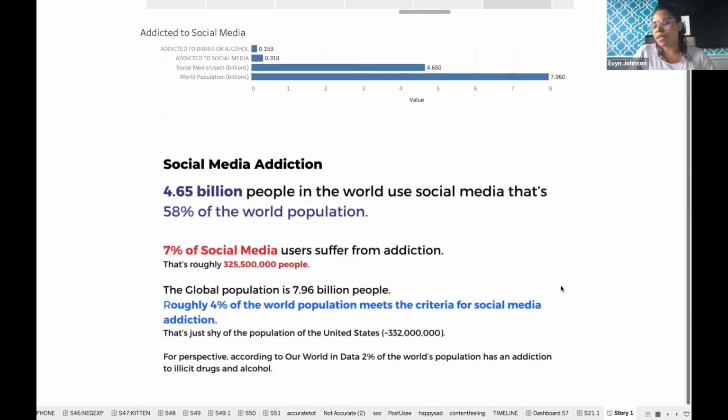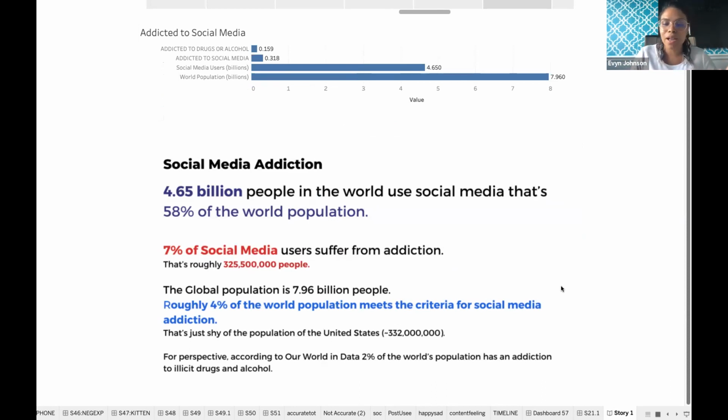So, like I said earlier, there's 4.65 billion people in the world that use social media. That's 58% of the world population. 7% of social media users suffer from addiction. That's roughly 325,500,000 people that suffer from this condition. Globally, the population is about 7.9 billion people, so roughly 4% of the world population meets the criteria for social media addiction.